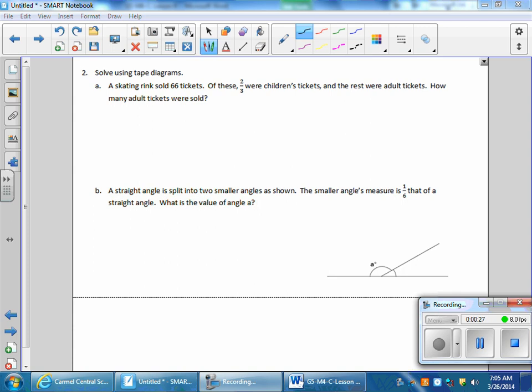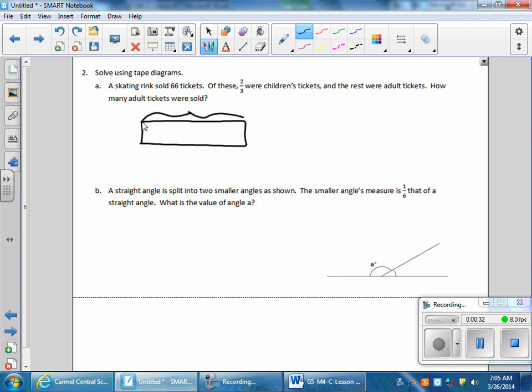So we have a skating rink that's selling 66 tickets. Of those, 2/3, so I'm going to break my whole into 3 parts. Of those, 2/3 were children's. Label. Very important to label. Fewer mistakes are made with good labeling. And the rest were adults. How many adult tickets were sold?